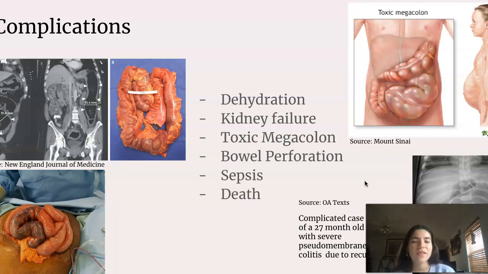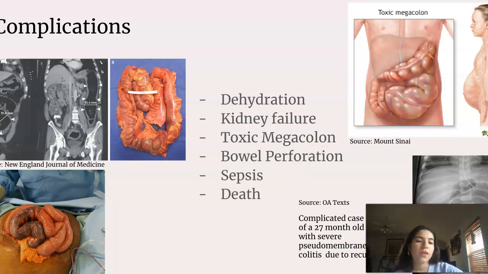Then you also have sepsis, which is the infection that has spread to your blood, and then you also have death. So here we have some images. Here is an image of toxic megacolon. It appears that it's about to perforate. Then we have a picture here of how inflamed the megacolon can get.